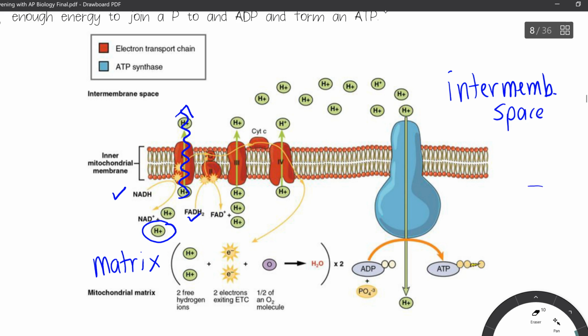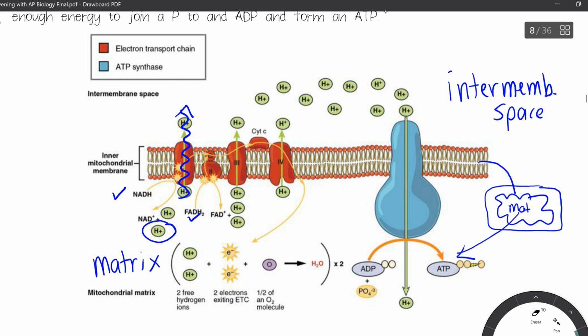If we kind of look at a mitochondria, it's going to look something like this. That's your outer mitochondrial membrane. There's your inner mitochondrial membrane. This here is the matrix. So this is the matrix right there.